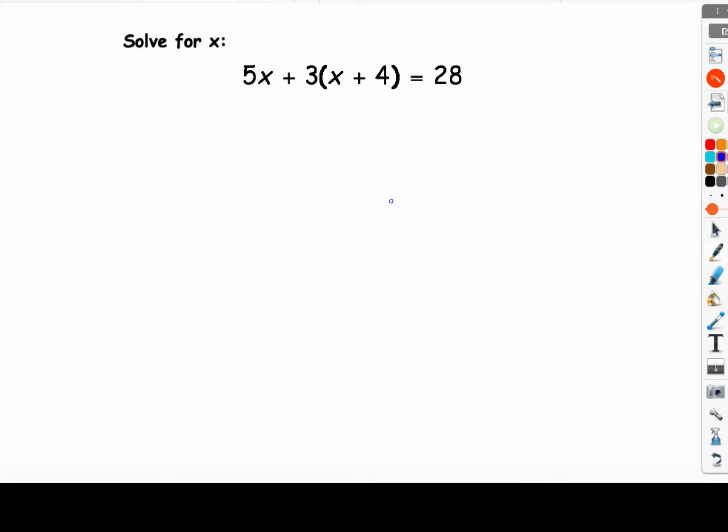Let's try another one here. Notice it's got a little bit more going on. Feel free to pause the video if you'd like. You can try this problem and then see if it matches up with the answer we come up with.